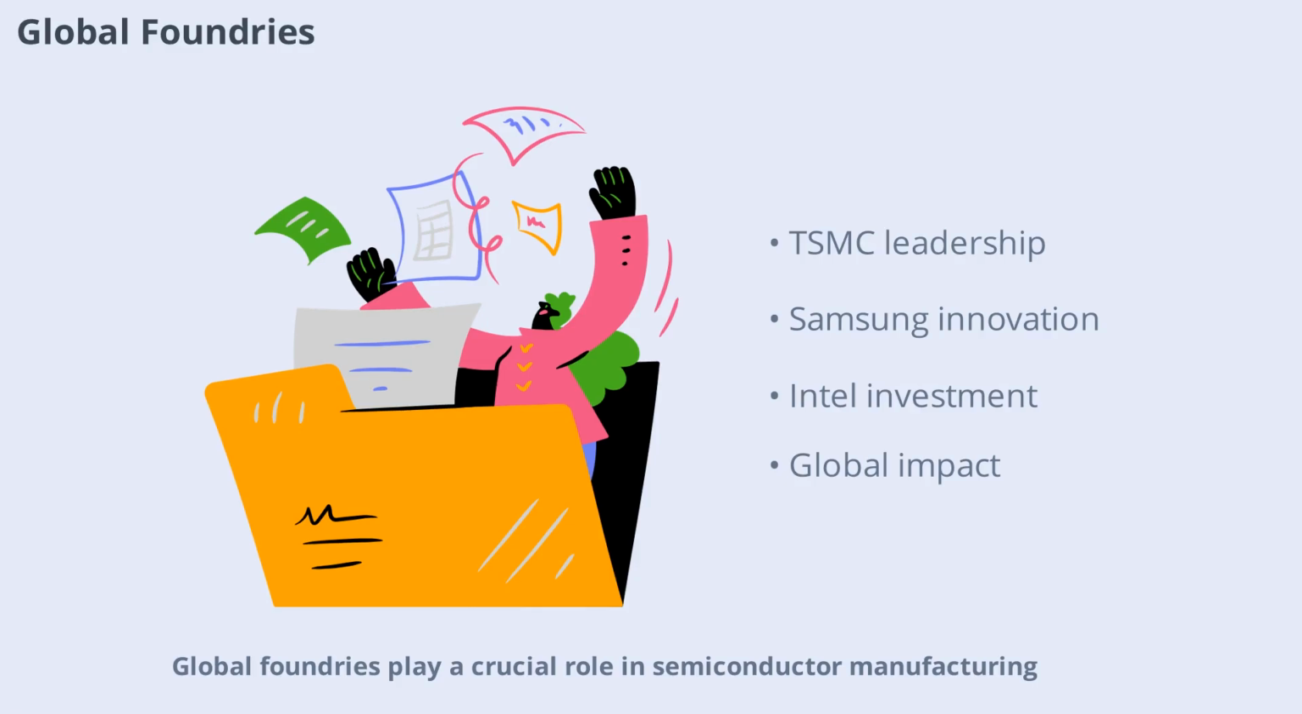Global foundries play a crucial role in semiconductor manufacturing. Companies like TSMC, Samsung, and Intel lead the industry, investing billions in new facilities and technologies. These foundries drive innovation, enabling the development of ever-smaller process nodes.